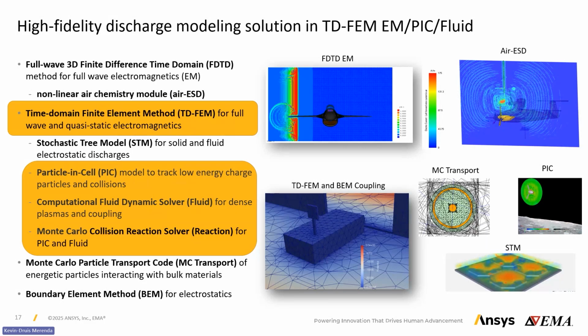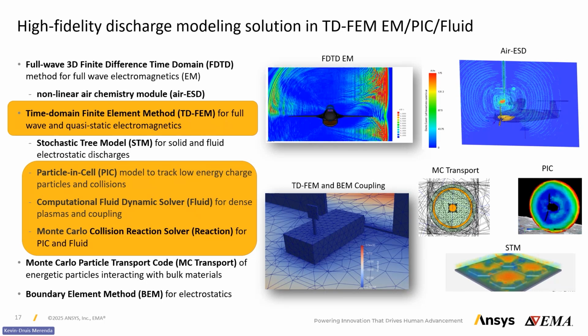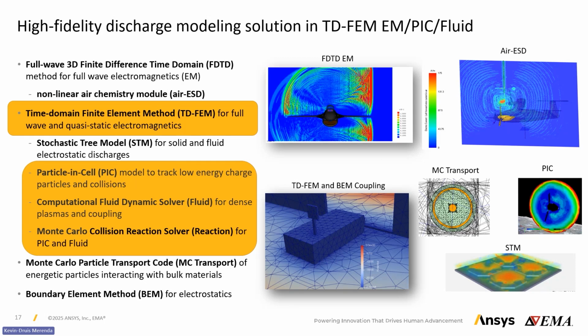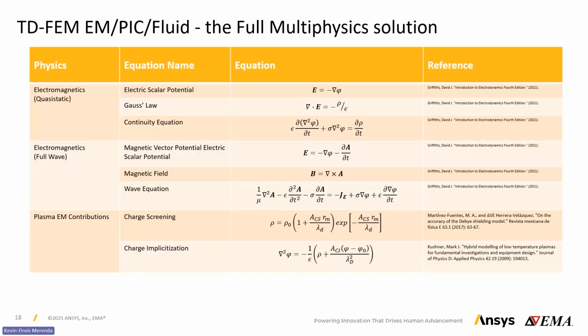But if you want a higher fidelity model that considers full plasma, ions, electron tracking, and collisions and reactions, this is where looking at the particle in cell, CFD, and the reaction solver becomes very important. This is also in the FEM. It actually leverages a lot of physics. This is where really the multiphysics comes in to get this level of fidelity.